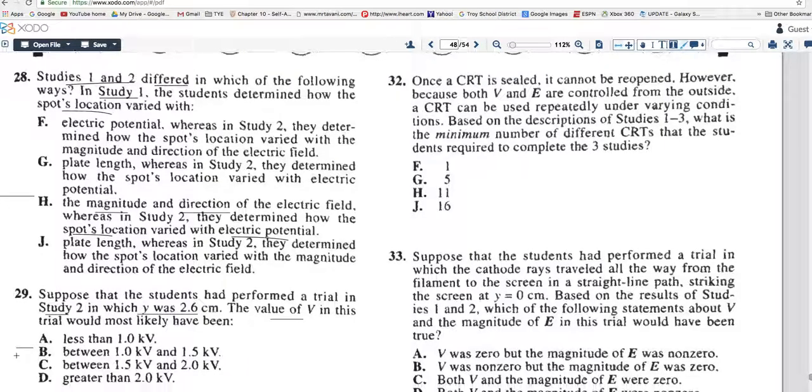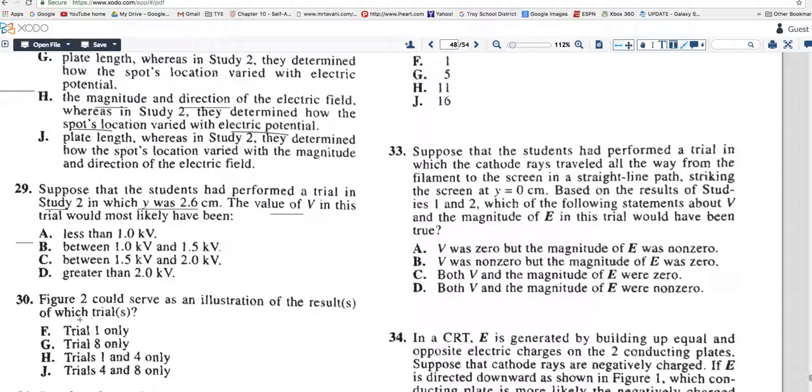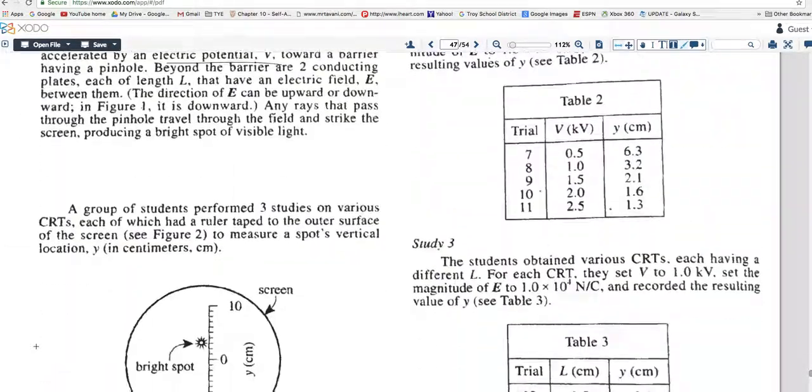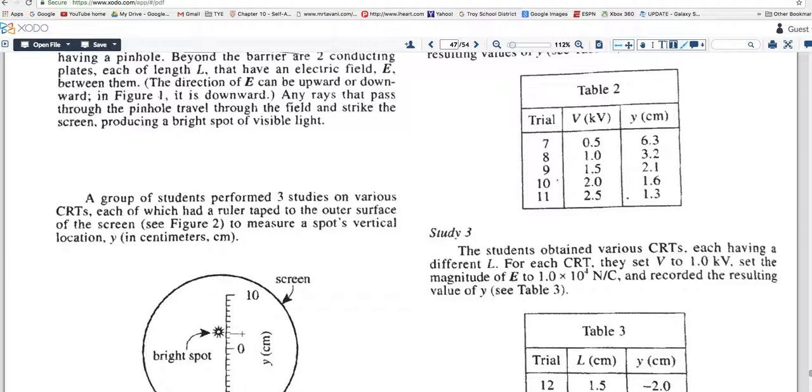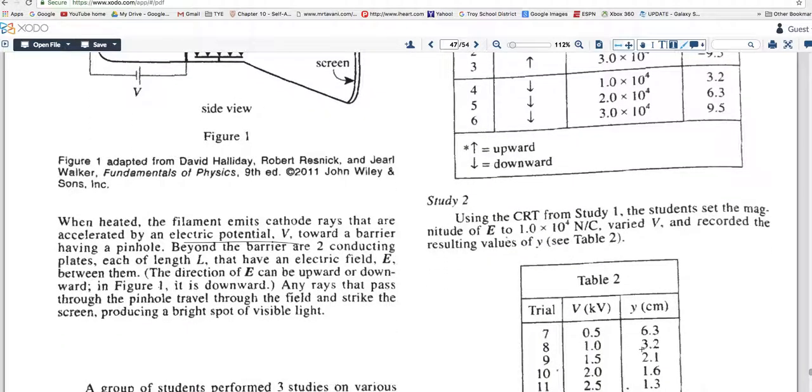All right, 30. Who wants to do that? Ritik. So you underlined figure 2. It serves as an illustration of the result. So I got a G. How? So you look at figure 2, and they give you the scale and this bright spot, and that's at like 3. Okay. So you look at table 2, at trial 8, you look at the Y in centimeters, and there it says 3.2. So that's how I do that.